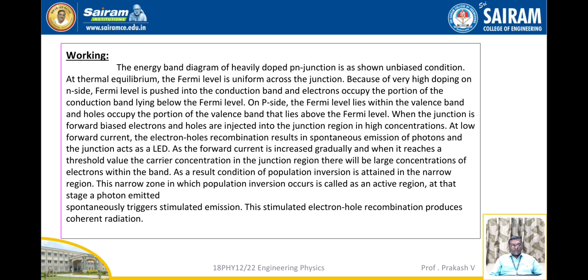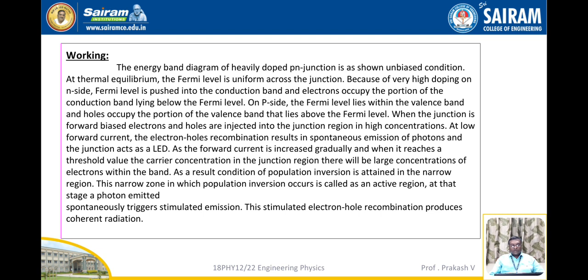When the junction is forward biased, electrons and holes are injected into the junction region in high concentrations. At low forward current, the electron hole recombination results in spontaneous emission of photons and the junction acts as an LED. As the forward current is increased gradually and reaches a threshold value, the carrier concentration in the junction region increases, so there will be a large concentration of electrons within the band. As a result, the condition of population inversion is attained in the narrow region.